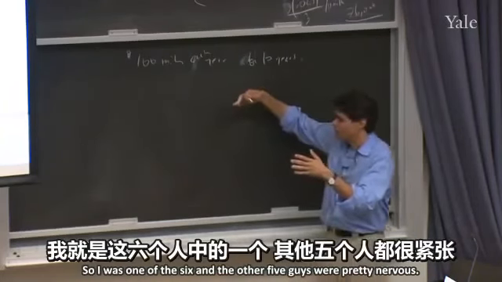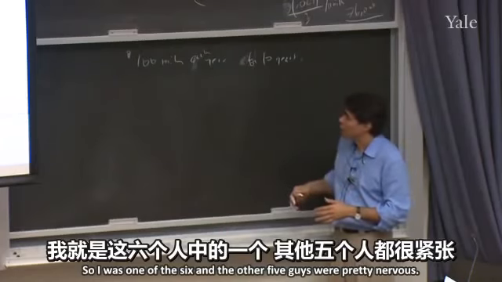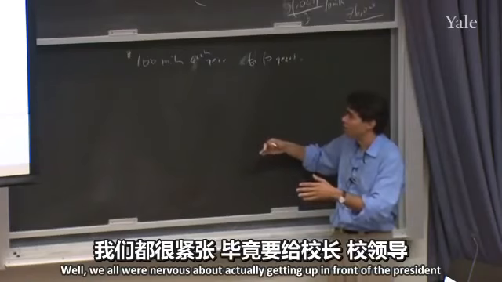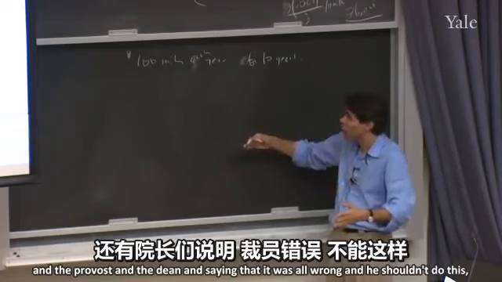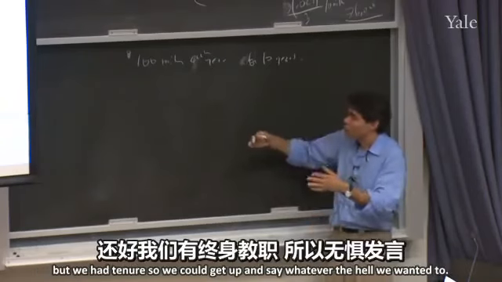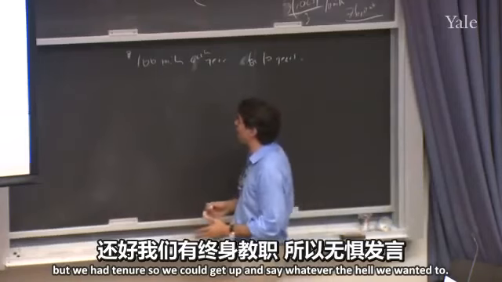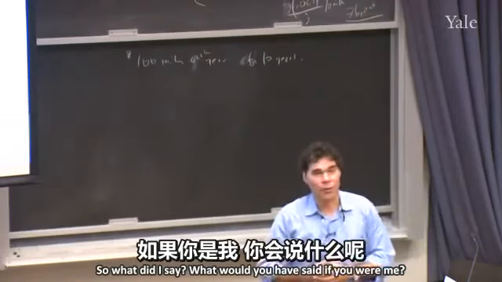So I was one of the 6, and the other 5 guys were pretty nervous. We all were nervous about getting up in front of the president and the provost and the dean and saying that it was all wrong and he shouldn't do this. But we had tenure, so we could get up and say whatever we wanted to. Okay, so what did I say? What would you have said if you were me?